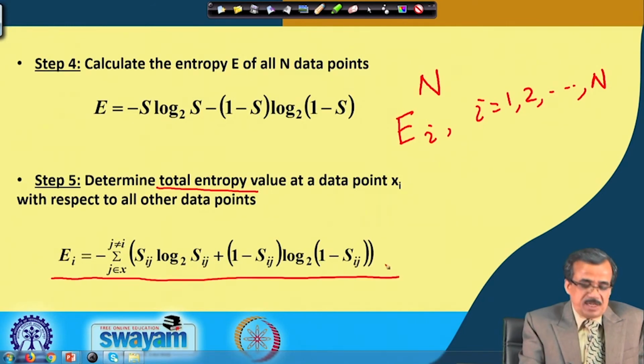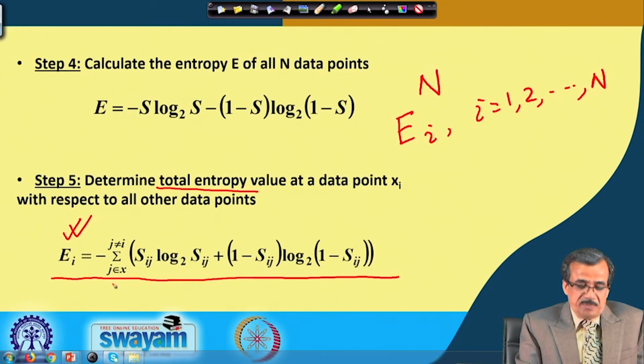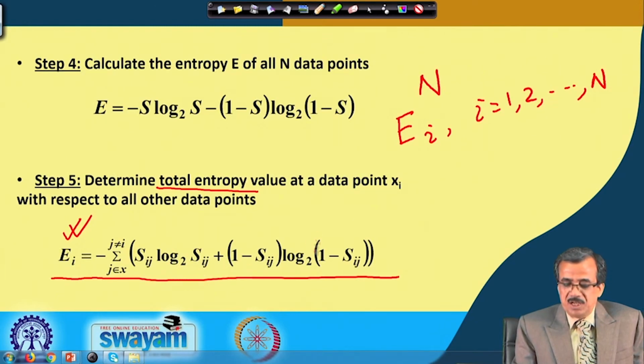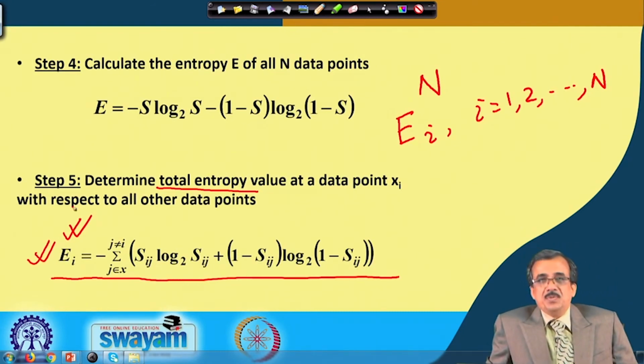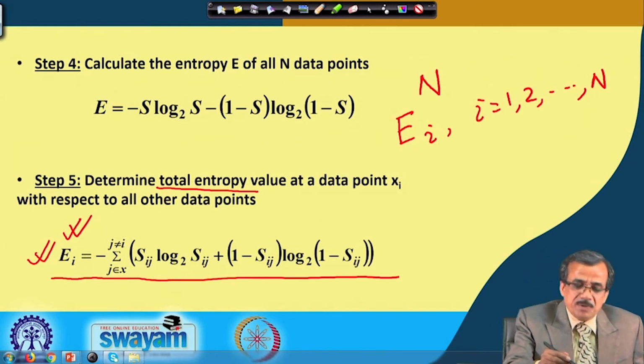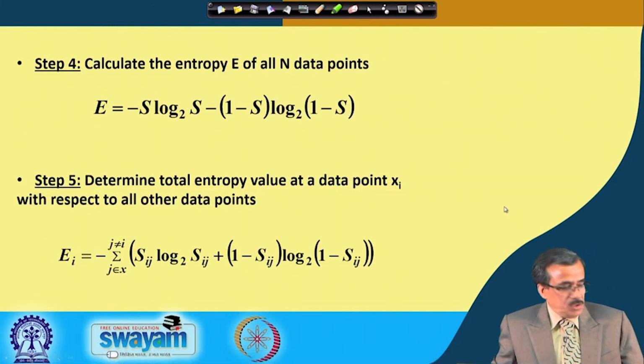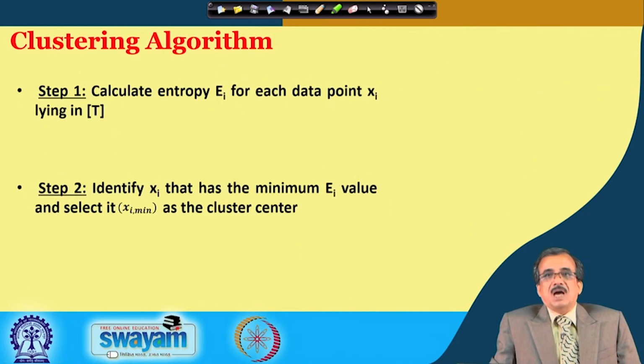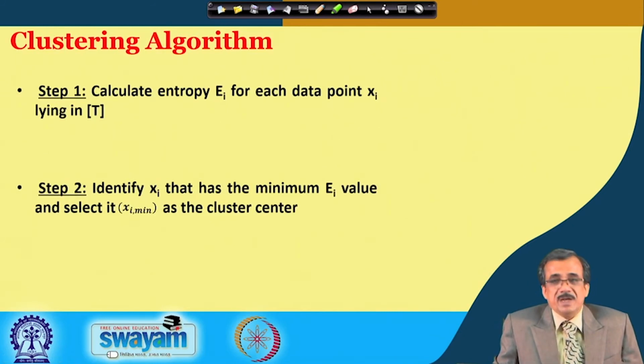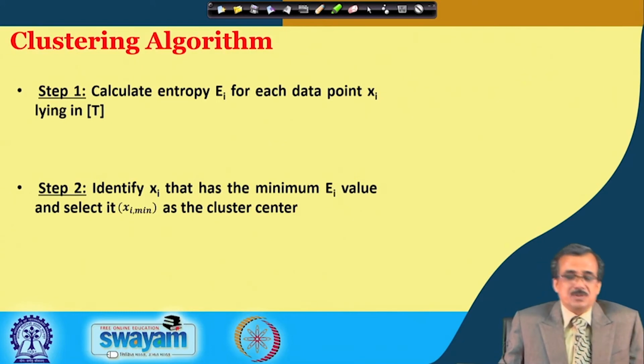So, E i, that is the entropy for the ith data point, is nothing but minus summation j belongs to X, j not equal to i, then within bracket S i j log base 2 S i j plus 1 minus S i j log base 2 1 minus S i j. So, this is the way we can find out the total entropy for each of the data points. And once you have got this information of the total entropy for each of the data points, I am in a position to give the statement of the different steps of this algorithm.